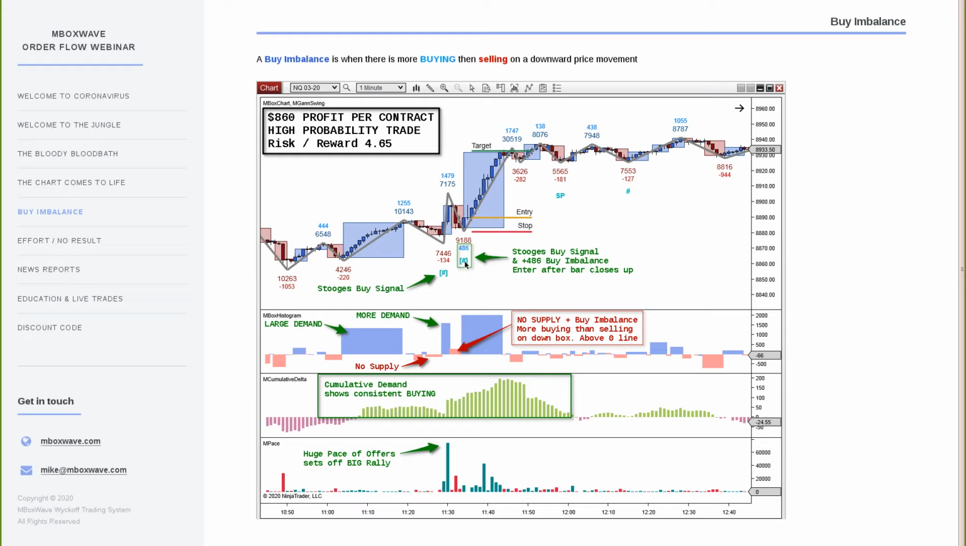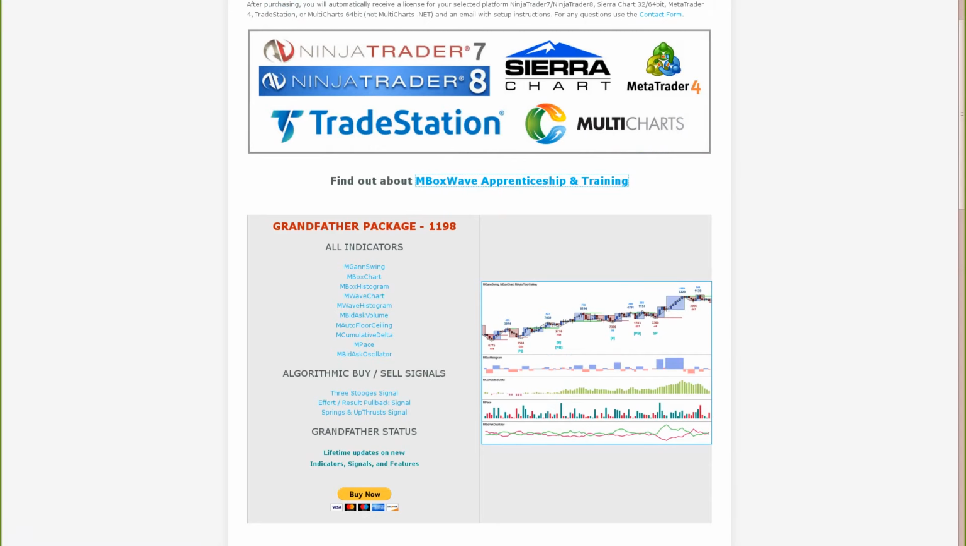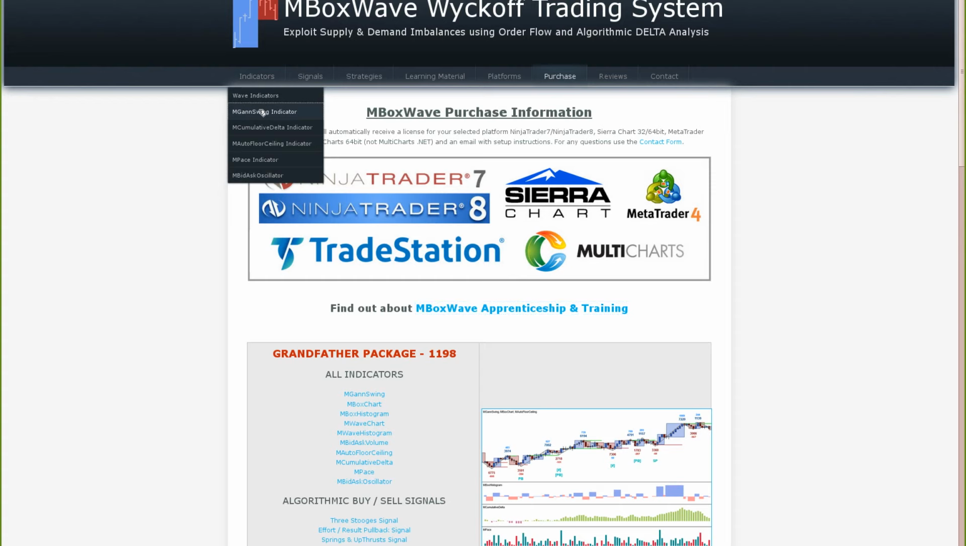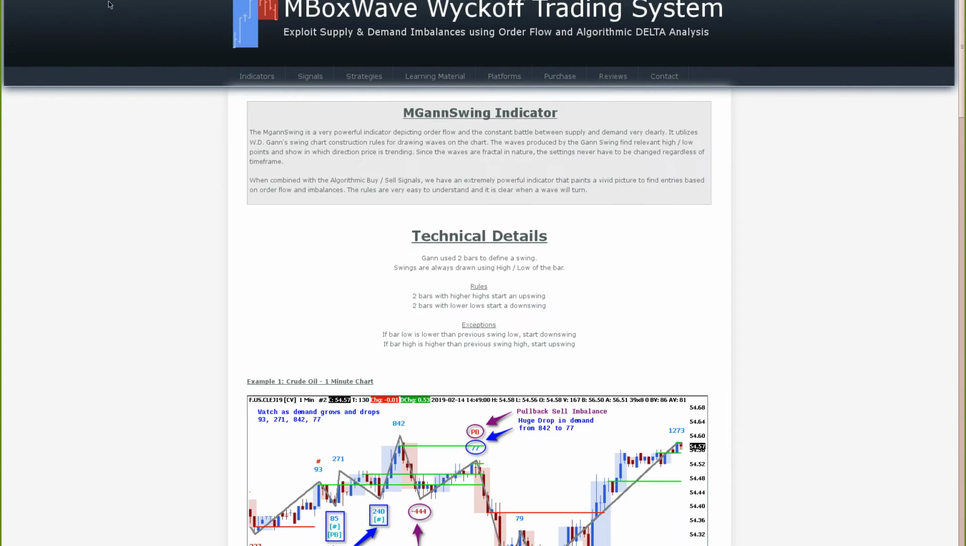The signals are drawn with the Gann swing. All right. So the rules for the Gann swing can be seen. You can read about that here, the technical details, how that works.